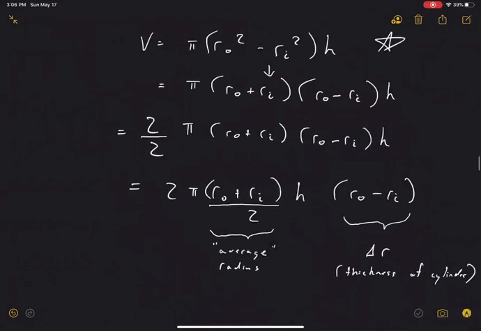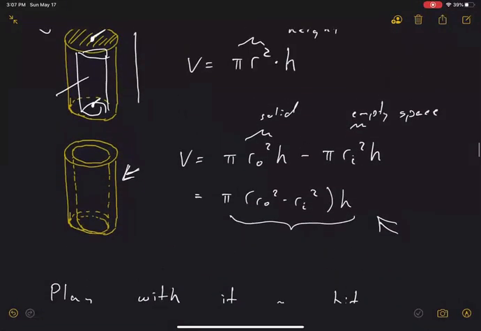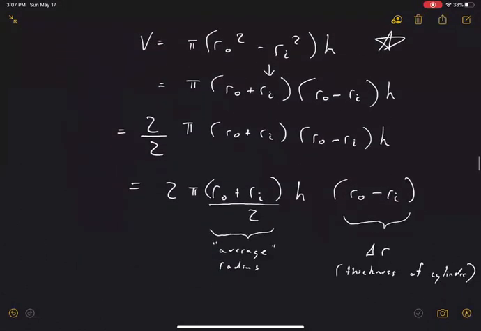I can think of that as the average radius of my cylinder. Meaning, if I look at this hollow cylinder here, it's got two radii, the outer radius and the inner radius. RO plus RI divided by 2 is like that radius right in the middle, the average radius. Why is that important?